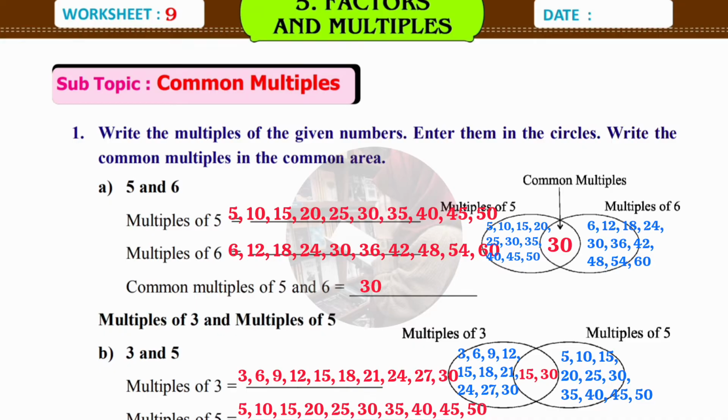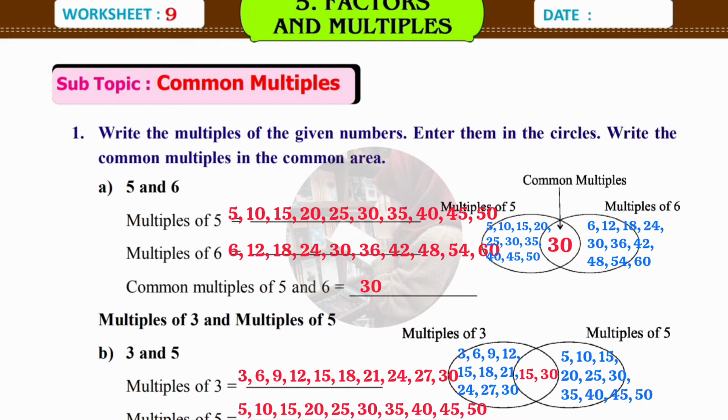Okay, in the middle part where the two circles intersect, that is the common multiple. Here you have to write down the common multiples among these two tables. Only 30 is the common multiple, that's why I have written 30. Okay, now it's clear guys. In the same way we have to write it down for the given numbers in this exercise.